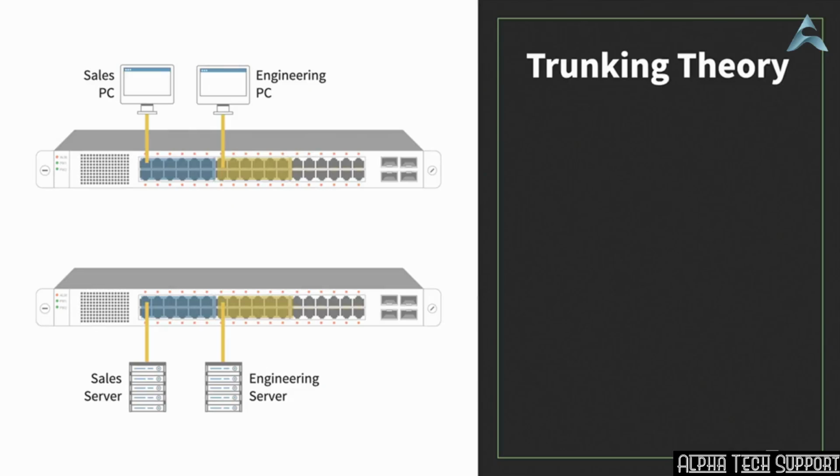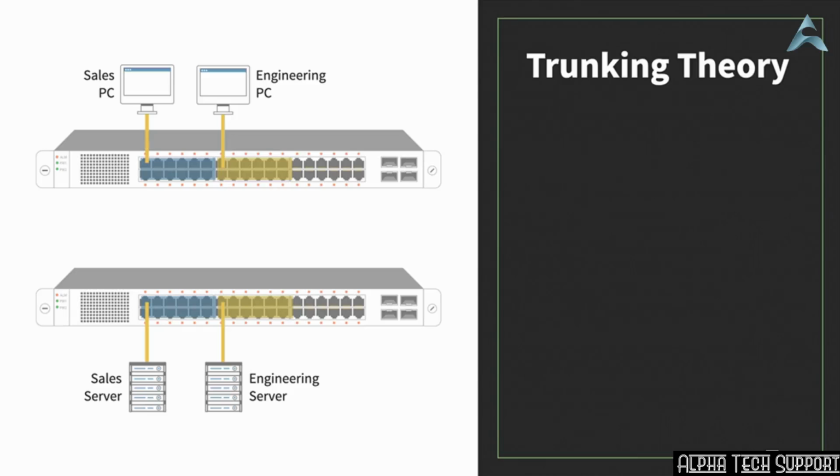We understand the concept of VLANs at this point, and notice that these two switches have a couple of VLANs. There's a sales VLAN and an engineering VLAN. And let's say the sales PC needs to talk to the sales server connected to the bottom switch, and the engineering PC needs to connect to the engineering server on the bottom switch. And the question is, how do we interconnect those switches such that we can communicate using more than one VLAN?